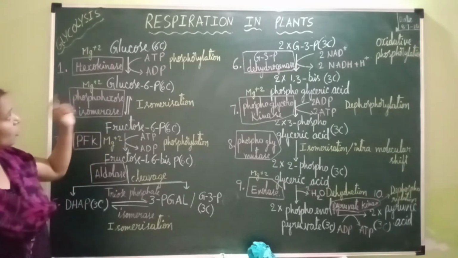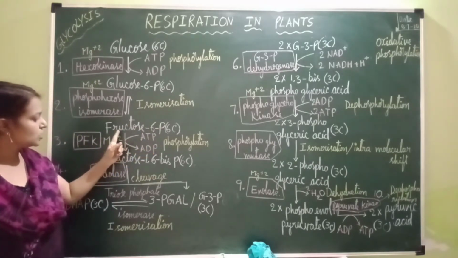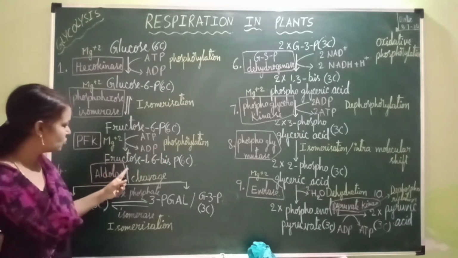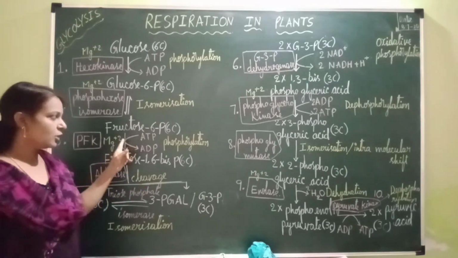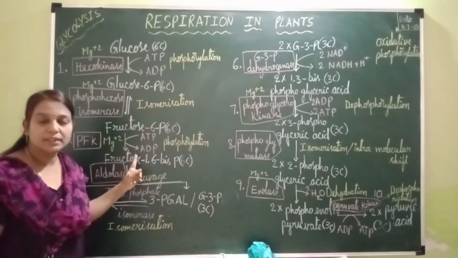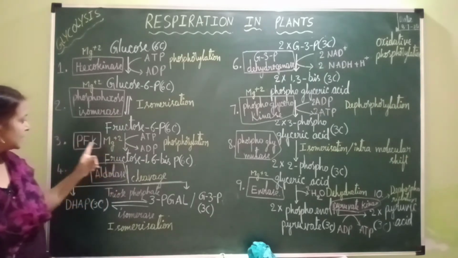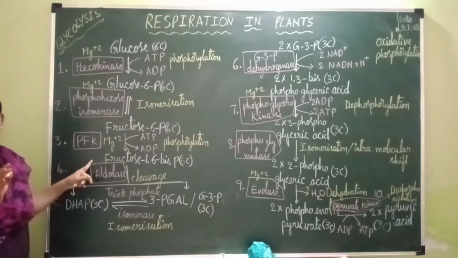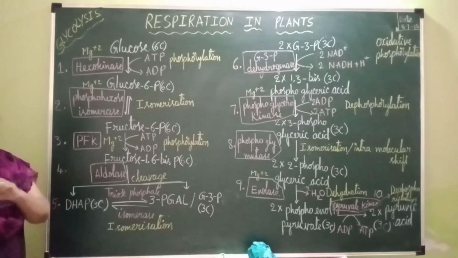Next, in the third step of glycolysis, fructose 6-phosphate undergoes phosphorylation, again addition of phosphate, into fructose 1,6-bisphosphate. Here also the phosphate is donated by ATP, which is converted into ADP. This step is catalyzed by the enzyme phosphofructokinase. Phosphofructokinase is an important enzyme of glycolysis, involved in regulating the pathway. Hence it is also called the pacemaker enzyme of glycolysis.